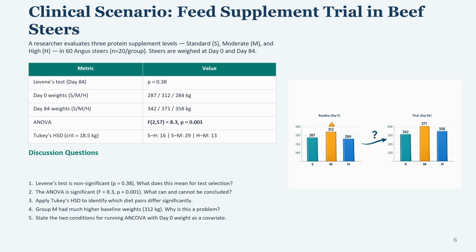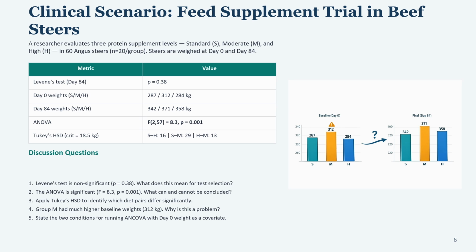Question 2 answer. The significant ANOVA, p equals 0.001, tells us that at least one of the 3 diet means differs significantly from the others. It does not tell us which specific pairs differ. That requires Tukey's HSD. We also cannot yet conclude that the differences are due to the supplement rather than baseline weight differences, given that group M started substantially heavier.